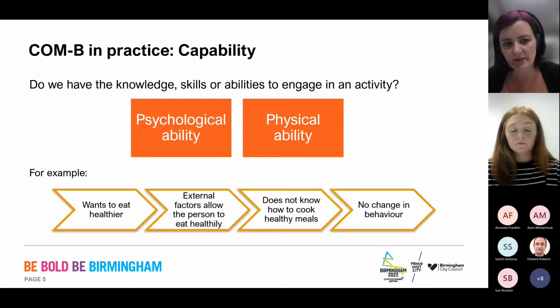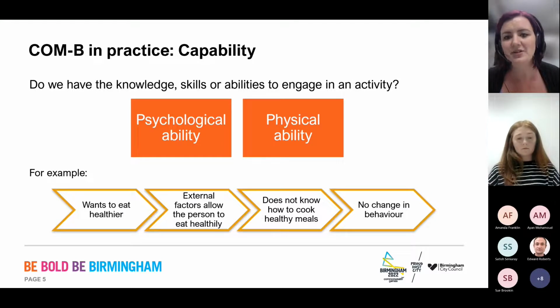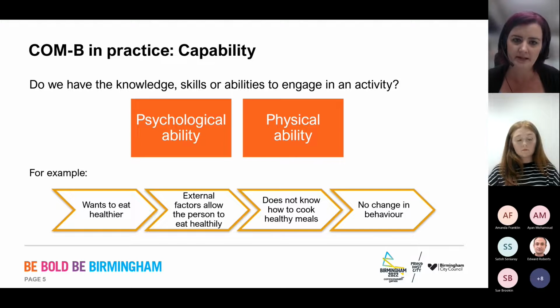So the capability element includes things including psychological ability, which sounds a bit much as a term, but essentially it's things like, does somebody know what foods are needed for a balanced diet? Because if they don't even know what the core is to a diet, then they're not going to change the behaviour because they're not going to know that that's what's required. So it might be that they need access to education or training resources.